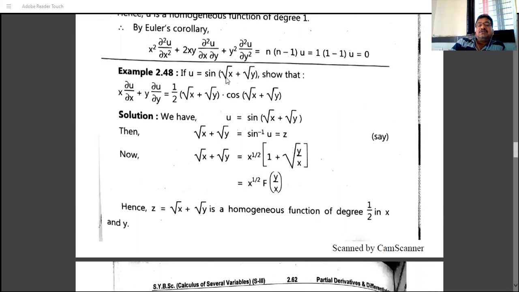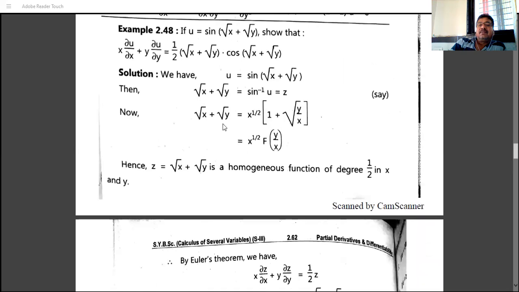This is the problem. u is sine inverse of root x plus root y. Show that this. Okay, so u is this. So root x plus root y is sin u. Suppose this is z, and then root x plus root y is a homogeneous function of degree half. If we write tx and ty for x and y, then we have t raised to half as a common factor. So root x plus root y, that is z, or sin u, is a homogeneous function of degree 1/2.